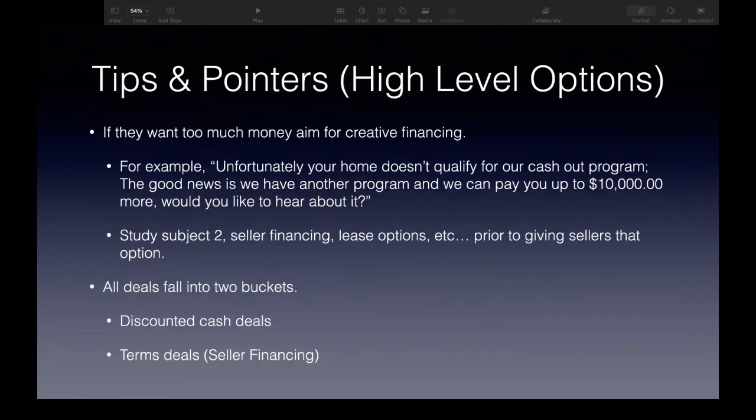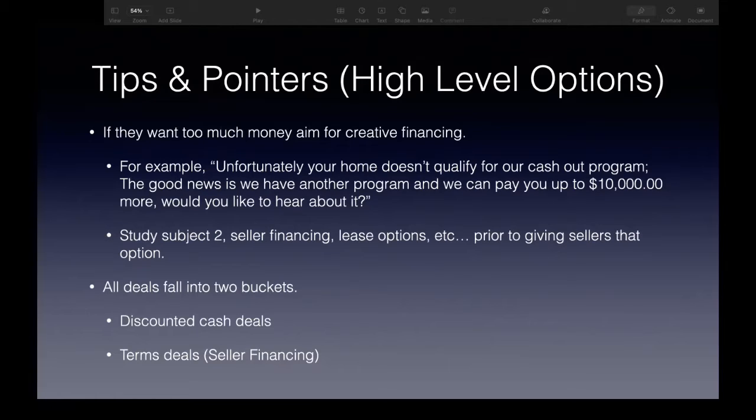Some more tips and pointers. And this is for high level. This is more high level stuff when you guys start to learn creative financing. A lot of times if they want too much money, once you learn creative financing, you can give them more than just a cash offer.